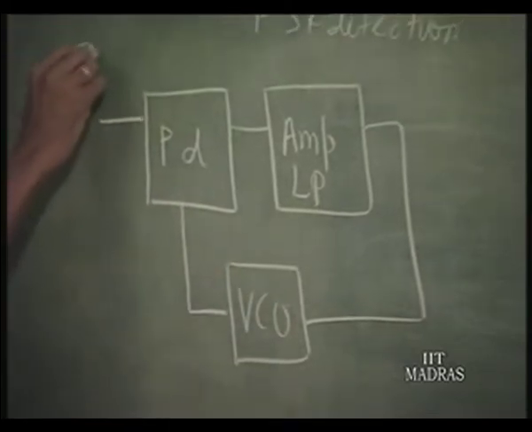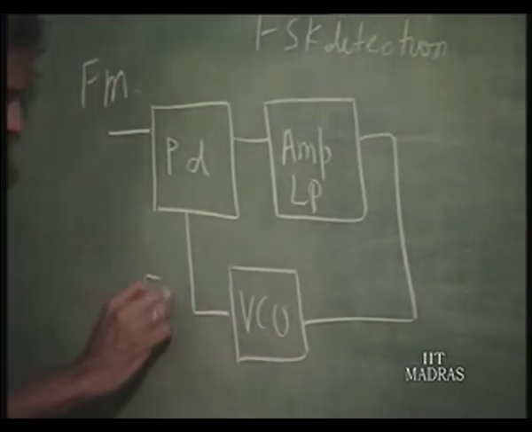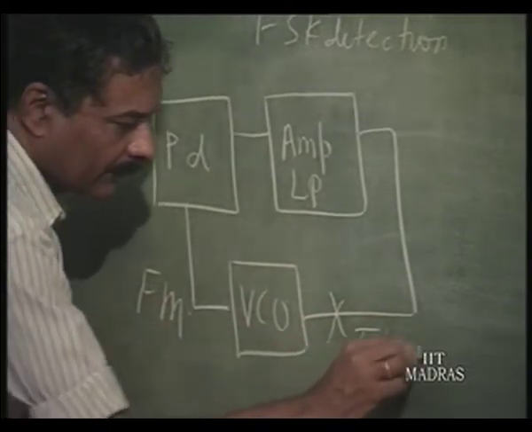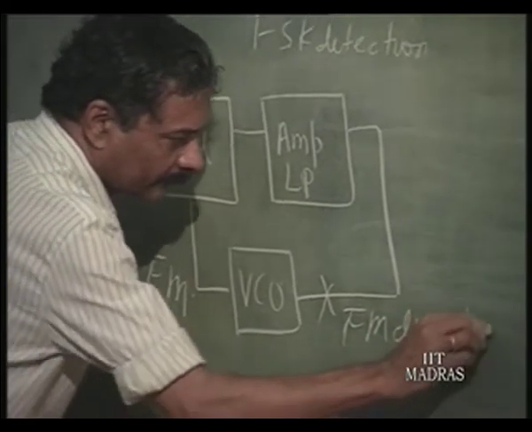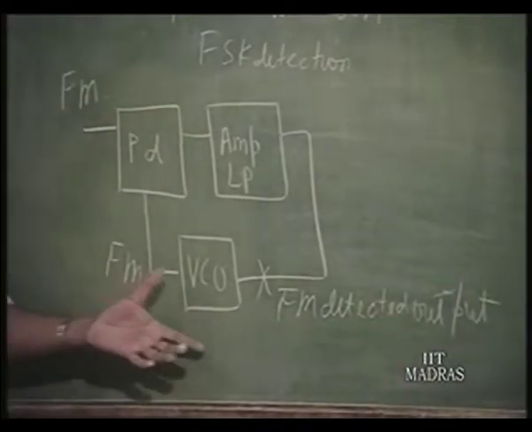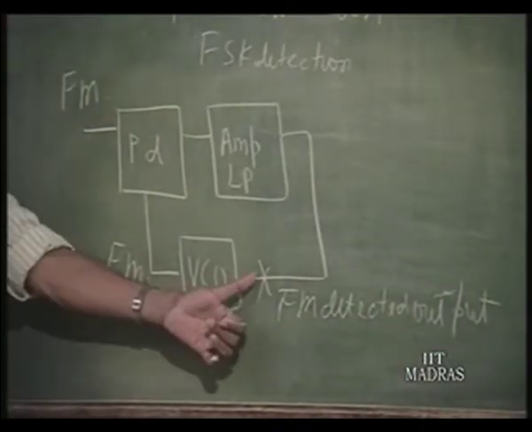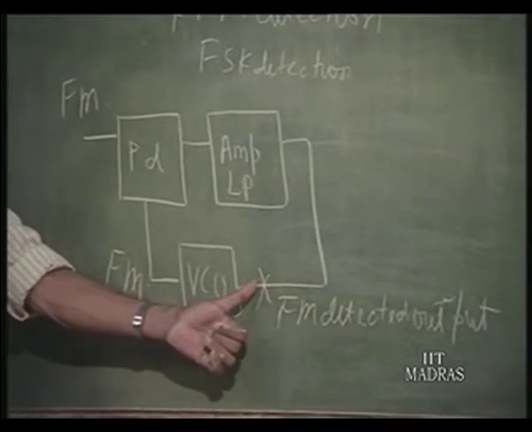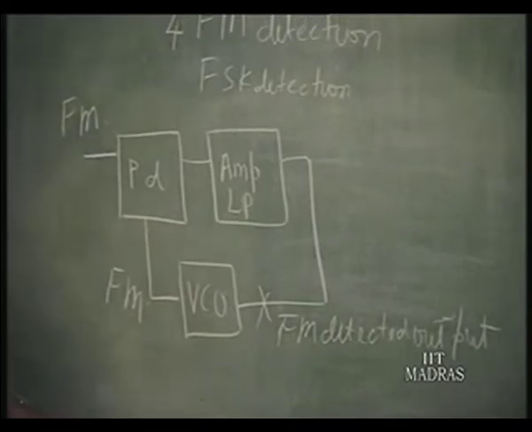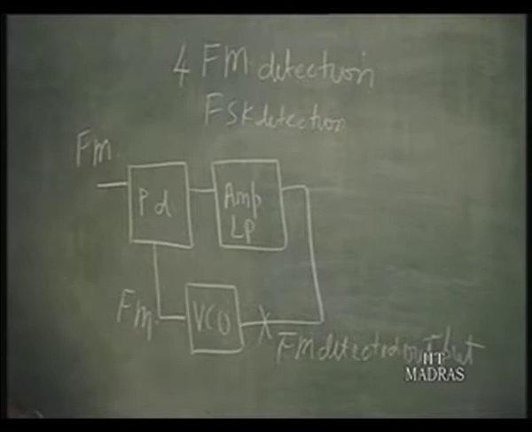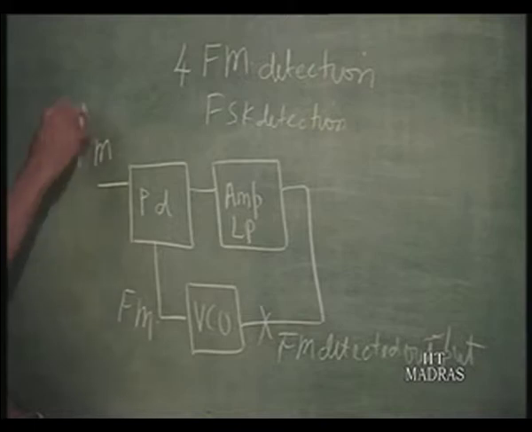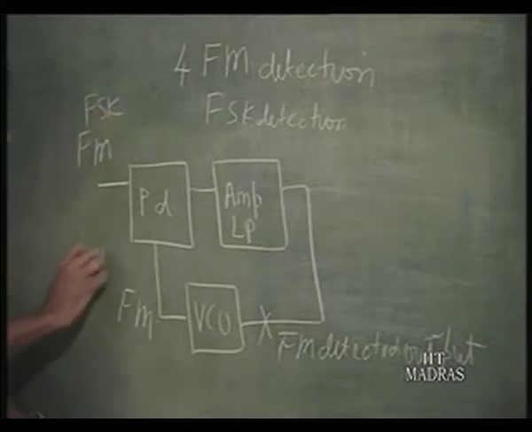So, if this is FM, this has to be FM. What it means is, therefore, this is the FM detected output, because we know that in order to generate an FM we have to use a VCO. So, the input to the VCO must be the FM detected output. So, this is a linear FM detector straight away. This is the straightforward application of phase lock loop, for which it has been used in communication for a long time now, right. So, if this is FSK, this will be FSK.